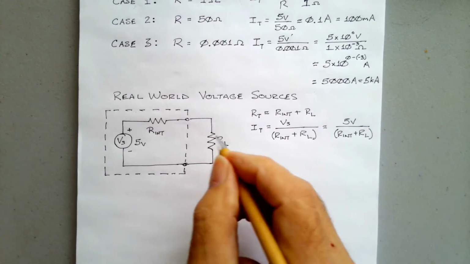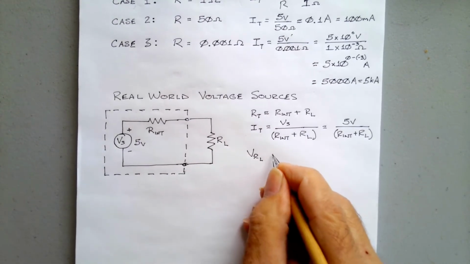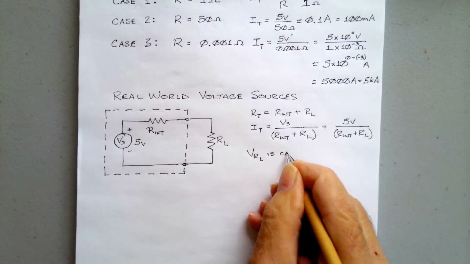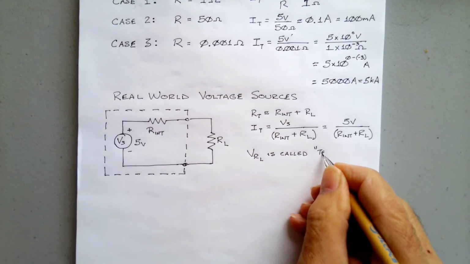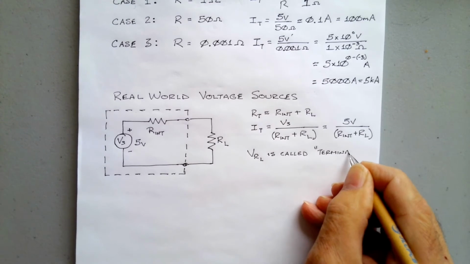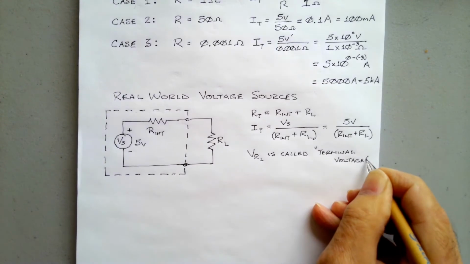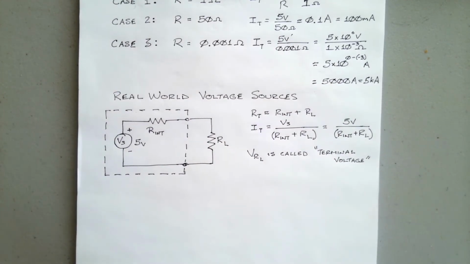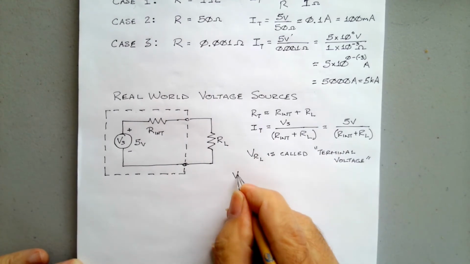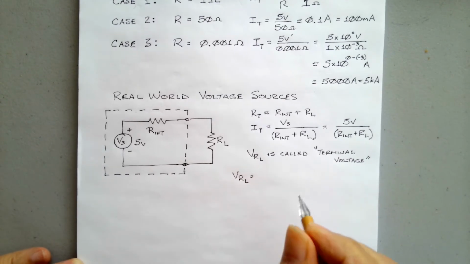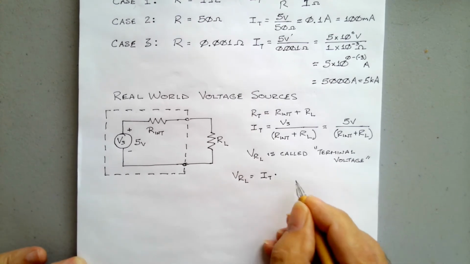And the terminal voltage here, we're going to call this voltage VRL, is called terminal voltage. It's the voltage we see across the terminals. So in our case, the terminal voltage, VRL, is going to be equal to I total times RL.